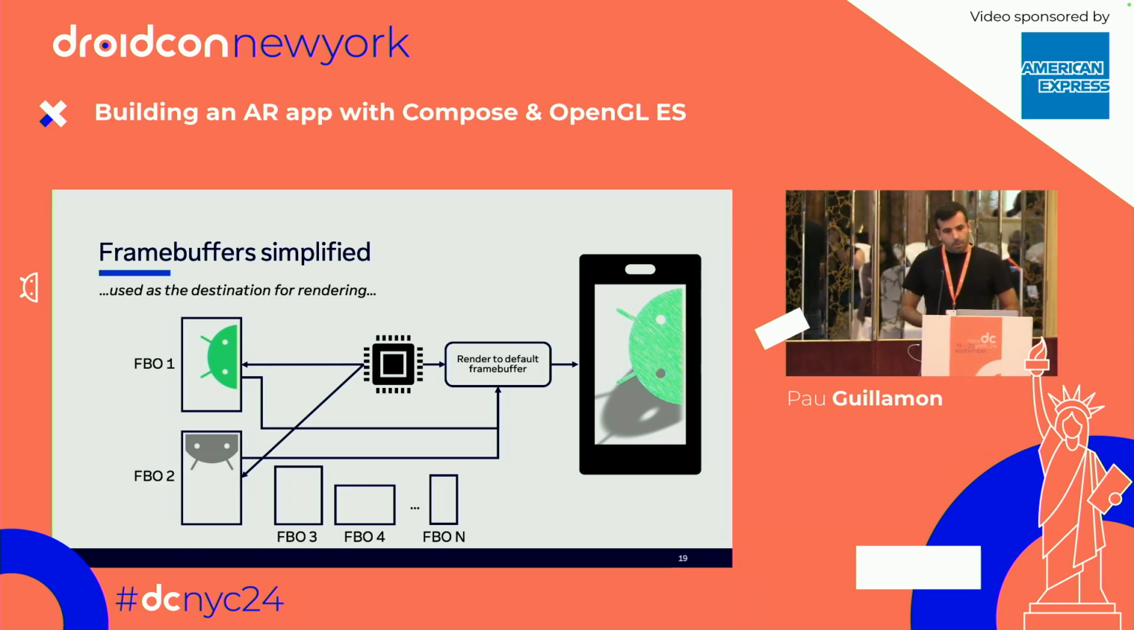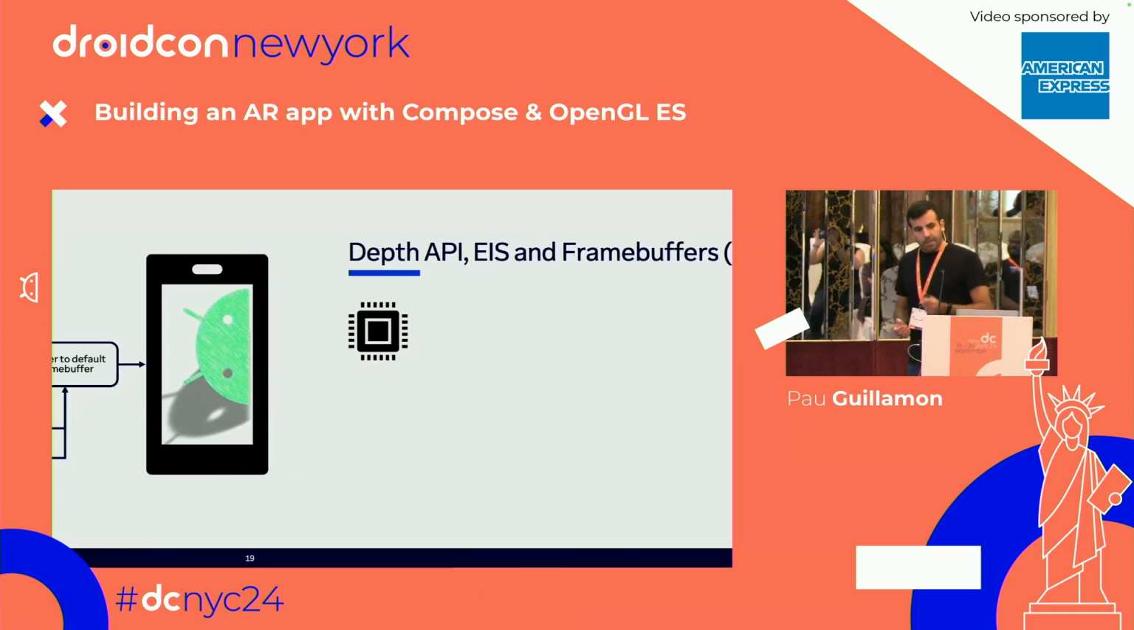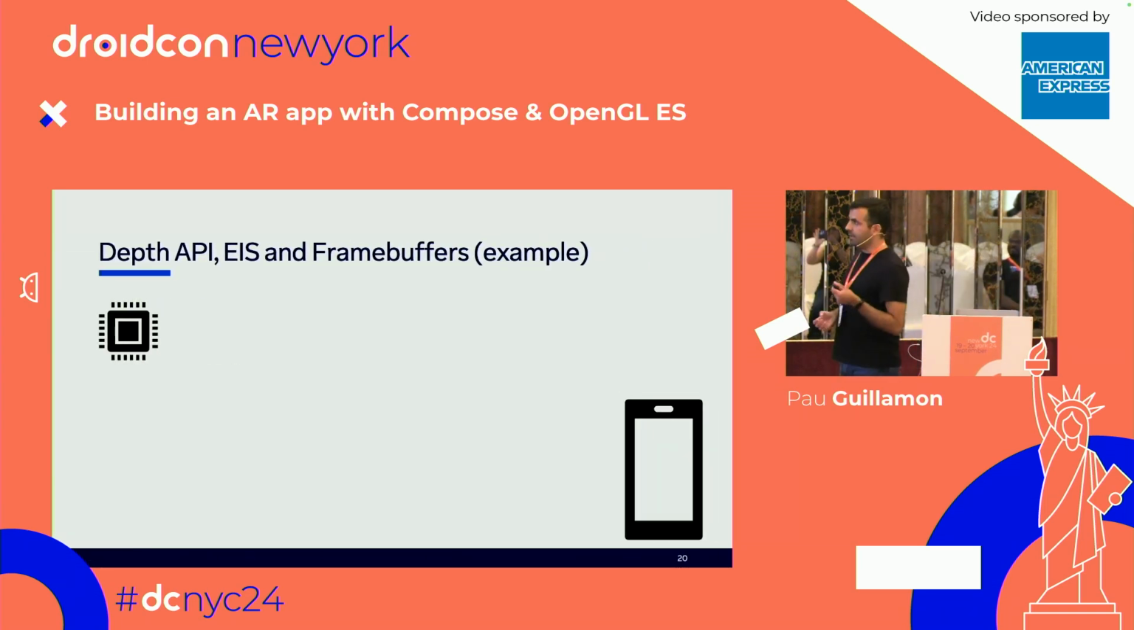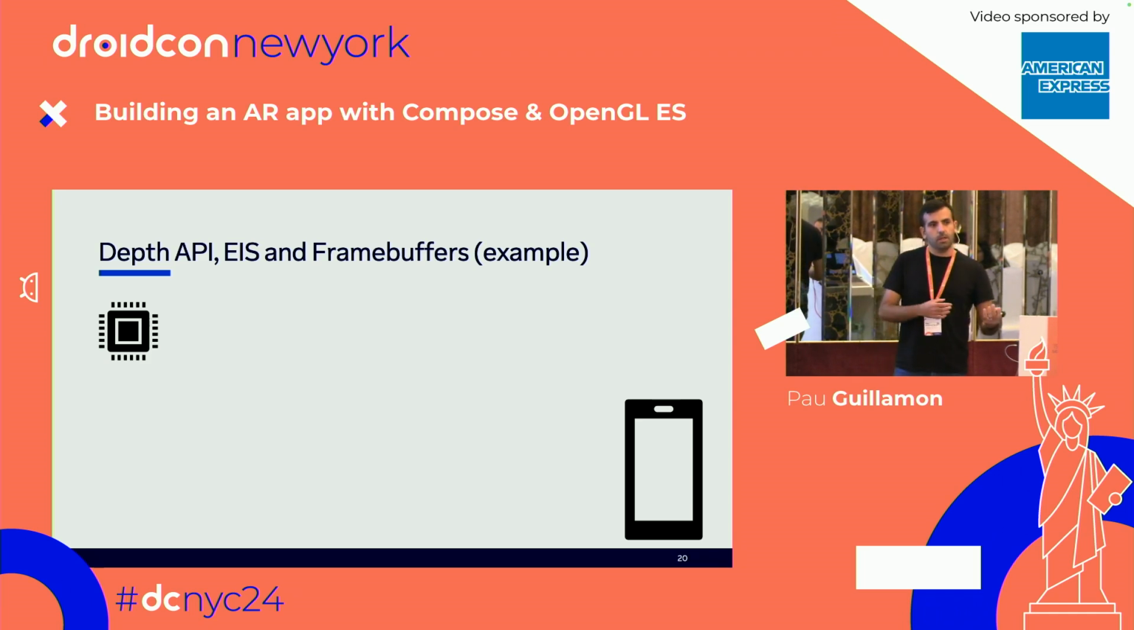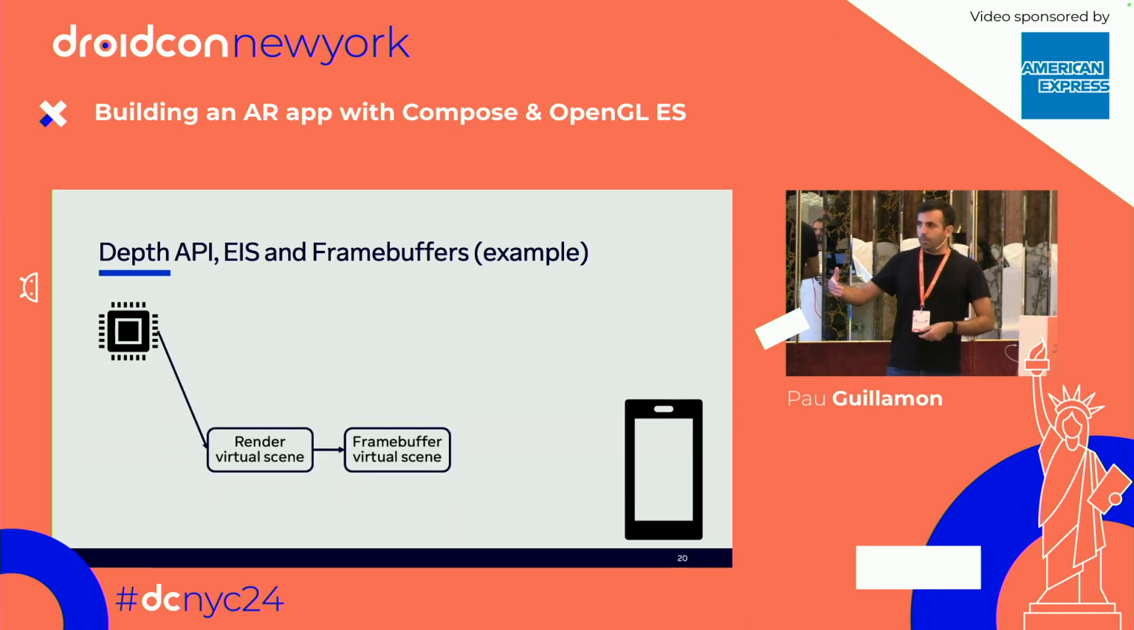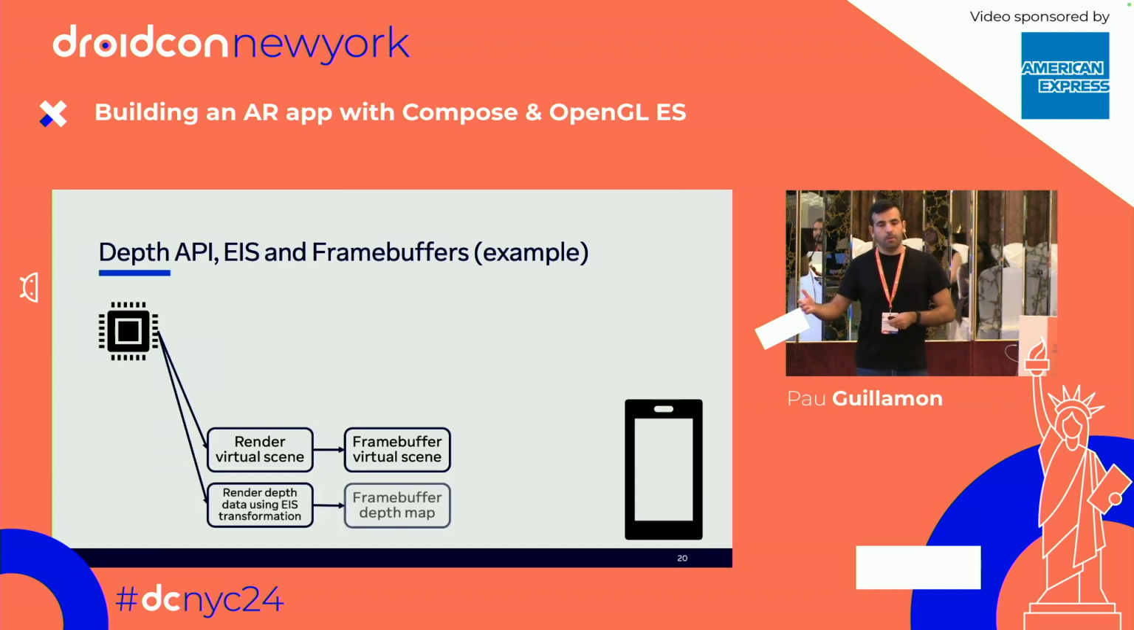So let's go back to where we were with depth API, image stabilization, and frame buffers in order to simplify that 3D quad back to a 2D quad. Now we could start rendering our virtual scene on a virtual frame buffer that I called virtual scene. Then we can also render the depth map, here compensating already for all the image stabilization transformation, and we transform from that 3D quad back to a 2D quad, which is our texture.